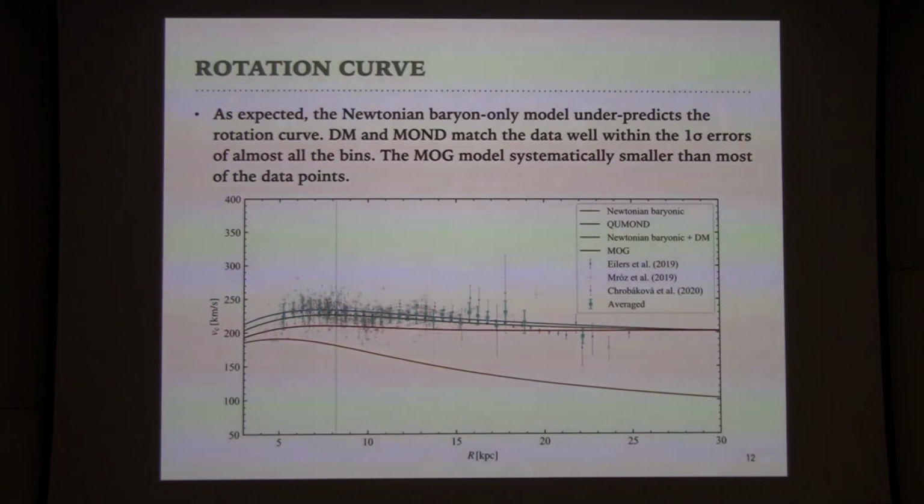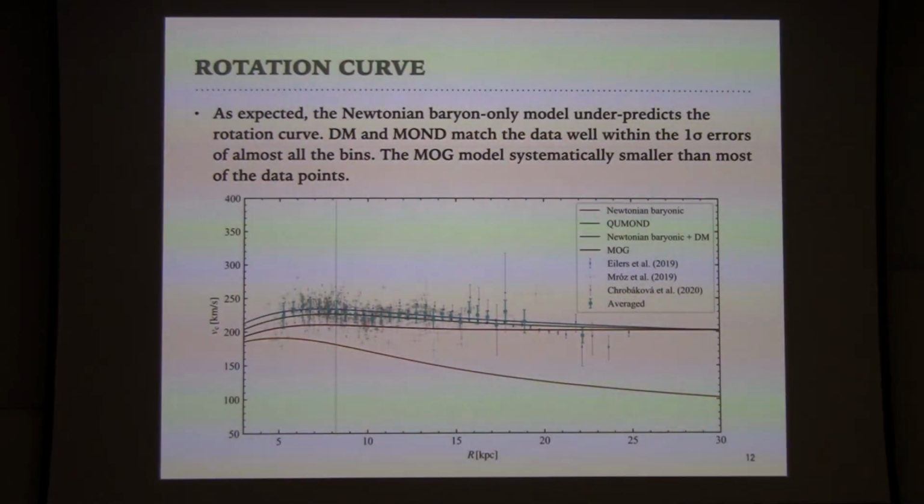First of all, we make the traditional comparison between the rotation curves and predictions. As expected, the Newtonian baryonic-content model underpredicts the rotation curve. Dark matter and MOND match the data well within the 1 sigma error, and the model is systematically smaller than most of the data points.